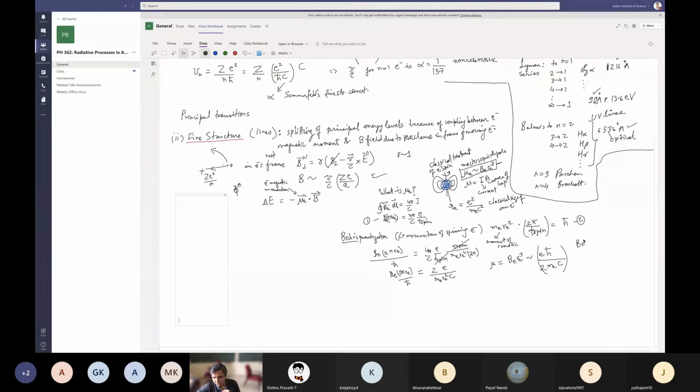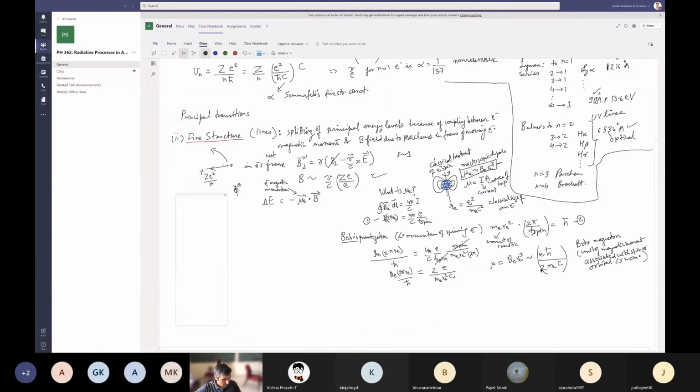This is called the Bohr magneton. This is the unit of magnetic moment associated with spin or orbital angular momentum. So basically, there is a relationship between magnetic field and the spin, and this is what that is, written in terms of ħ.